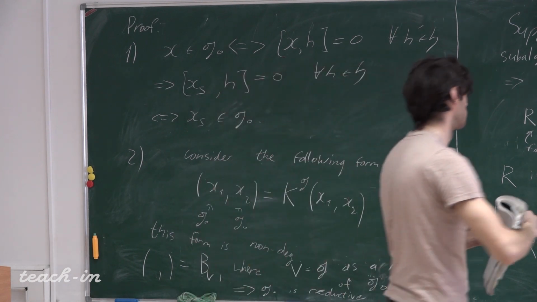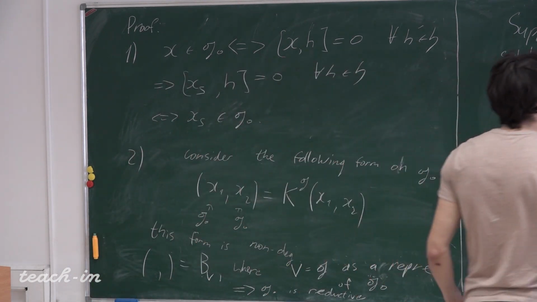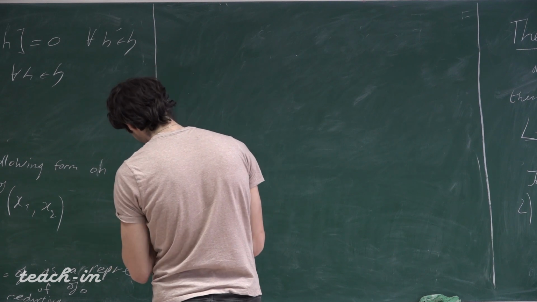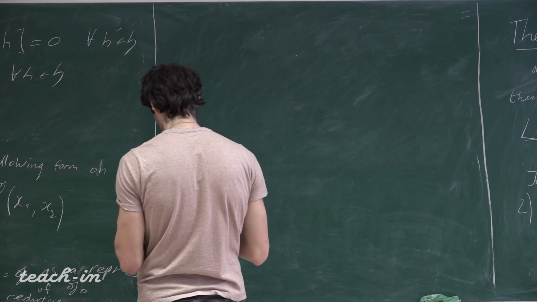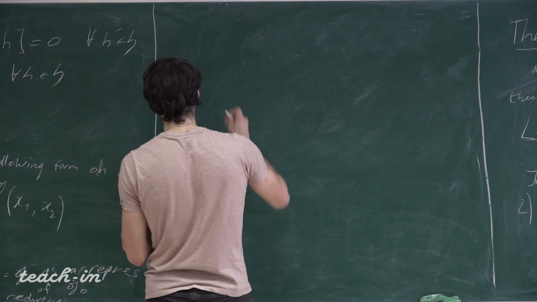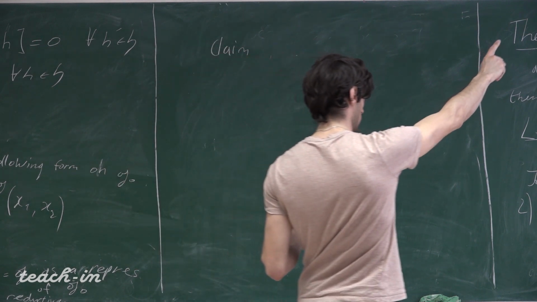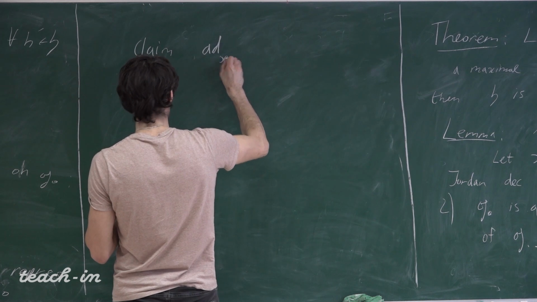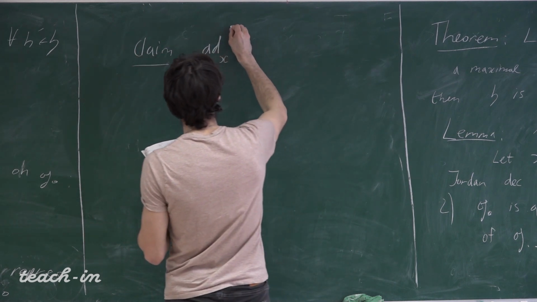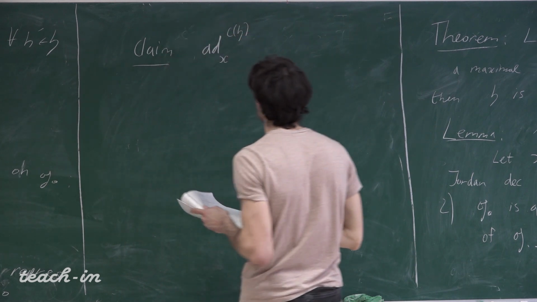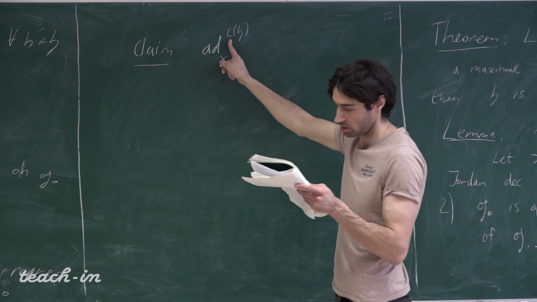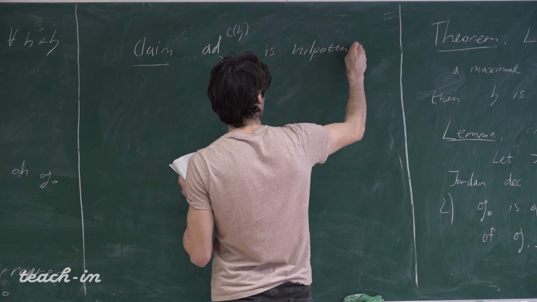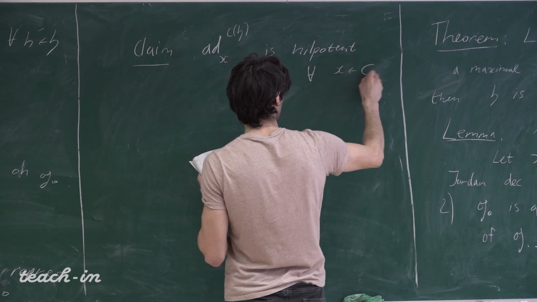Okay, so now let's prove the theorem. We proved the lemma. I start proving the theorem from proving the following claim. So claim: again, we are working in this setting. ad x in the algebra C(H) is nilpotent for every x from C(H).